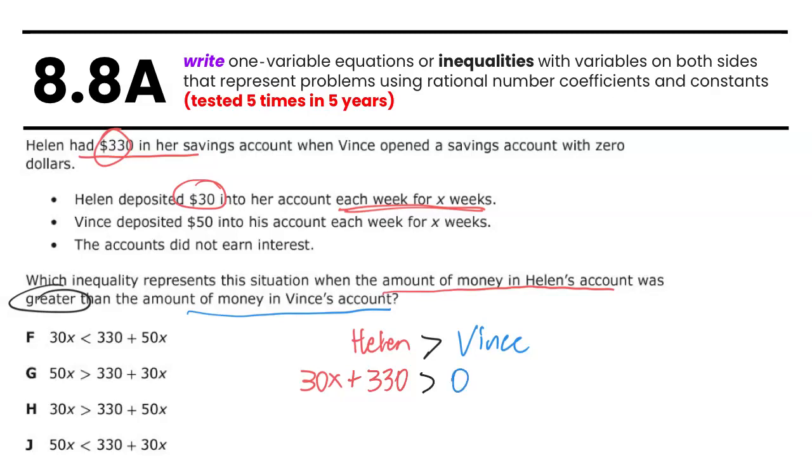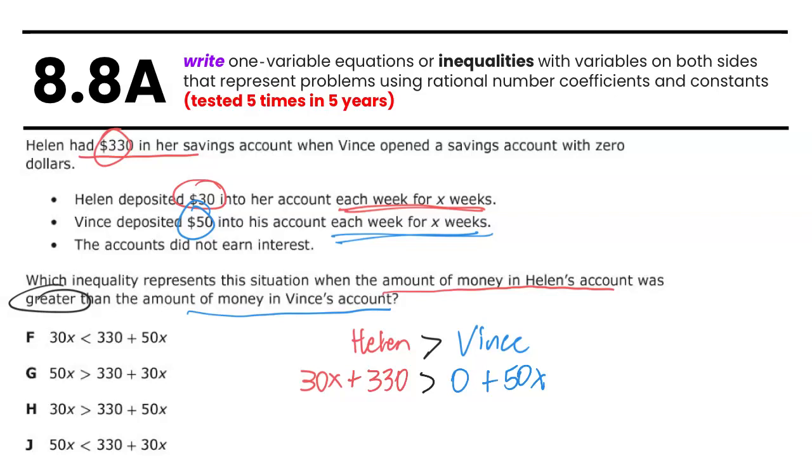Then for Vince, we know that he started with $0. We don't really need to write the 0, but just to emphasize that he did not start with any money. And then he is depositing $50 into his account each week for X weeks. So again, that will be 50 multiplied by X.